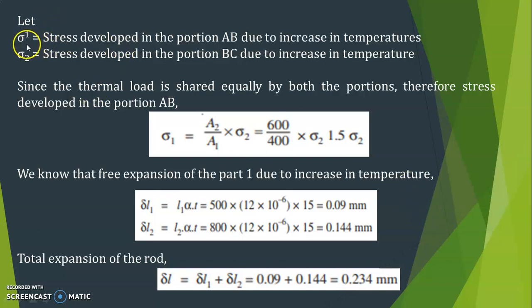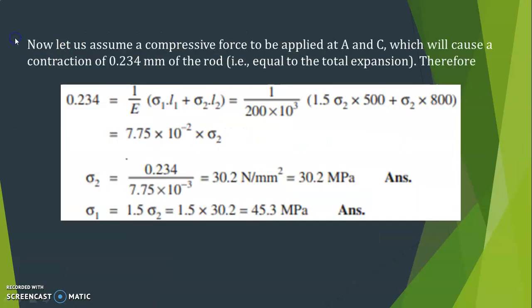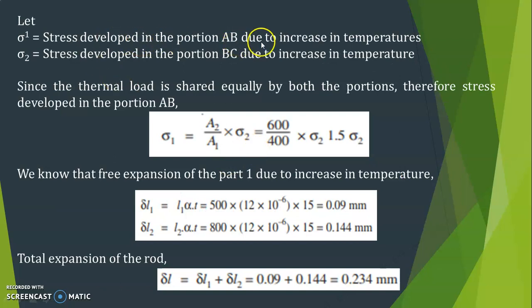Now let us assume sigma 1 is the stress developed in the portion AB due to increase in temperature, and sigma 2 is the stress developed in the portion BC due to increase in temperature. Since the thermal load is shared equally by both the portions, as I told in the theory, sigma 1 A1 is equal to sigma 2 A2, right? Because the thermal load is shared equally by both the portions, P1 is equal to P2. How can you write stress in terms of P? Stress is equal to load divided by area, right?